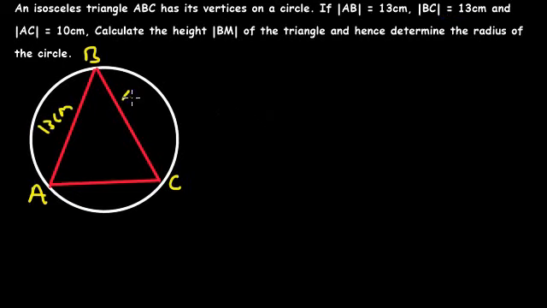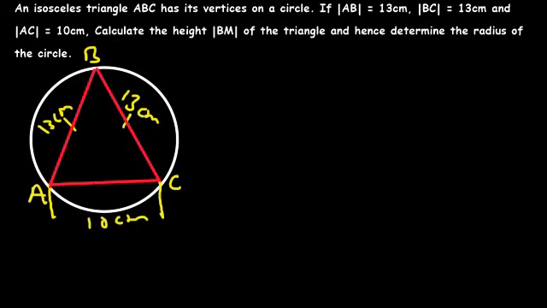Definitely, they have to be the same because it is isosceles. So, the adjacent sides must be the same. Perfect. Now, they said AC is 10 centimeters. The goal is to calculate the height BM of the triangle. So let M be the midpoint of line AC.